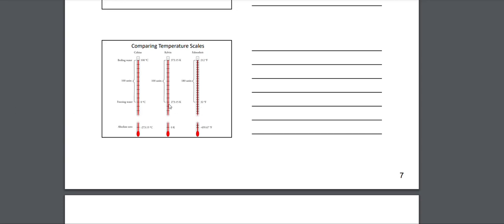On the Kelvin scale, the freezing point of water is 273.15, and the boiling point is 373.15. So there are also 100 units. So Kelvin and Celsius are equal to each other in size of degree: 1 Kelvin is equal to 1 Celsius.